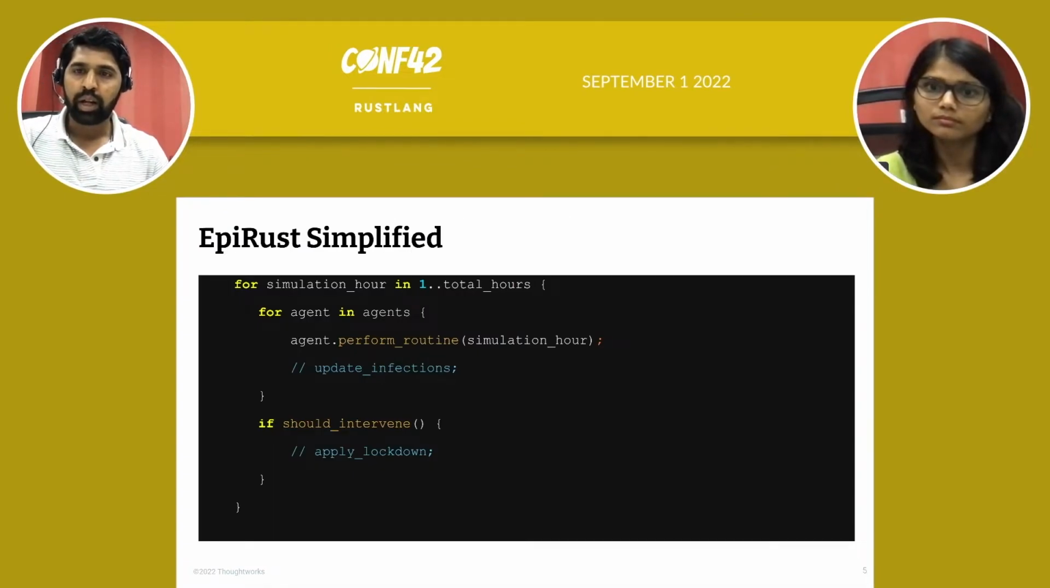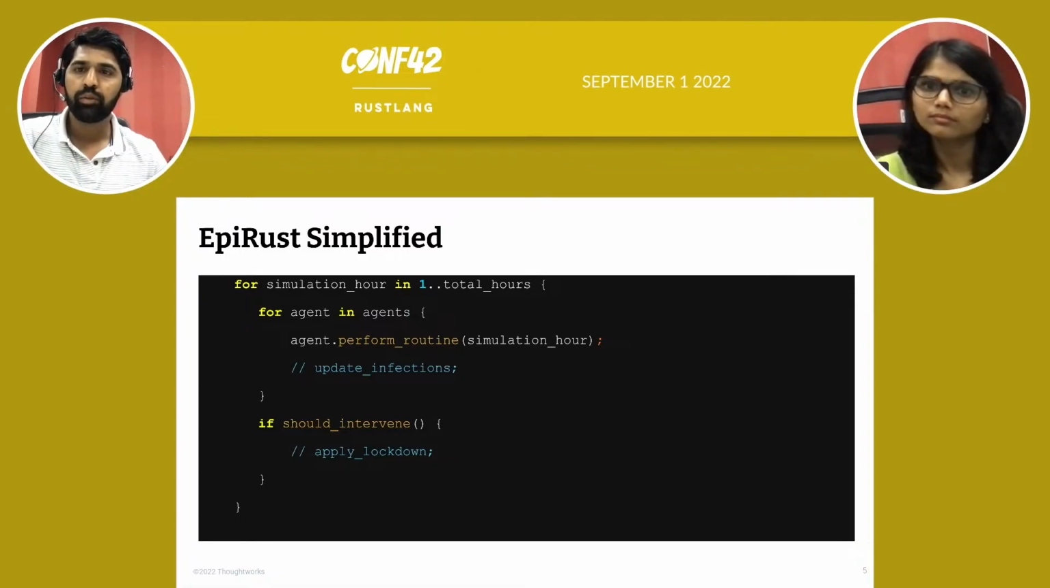So at the bottom, it sounds pretty complex, right? But if you take the most simple view of EpiRust, I can easily explain it as 2 for loops. The outer loop is a clock tick. There is a vector clock which is simulating hours in the context of a virtual society.